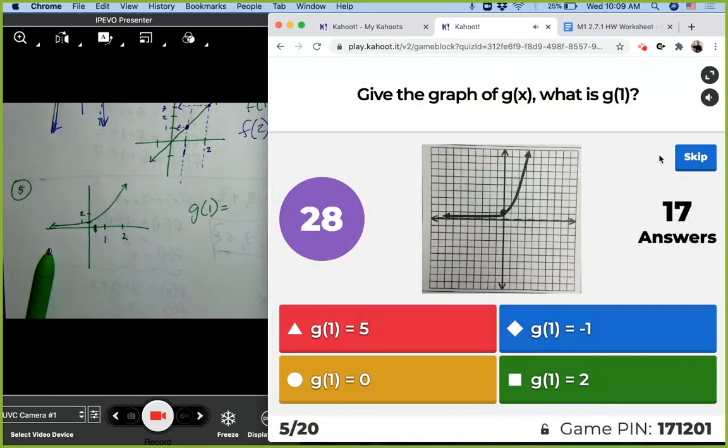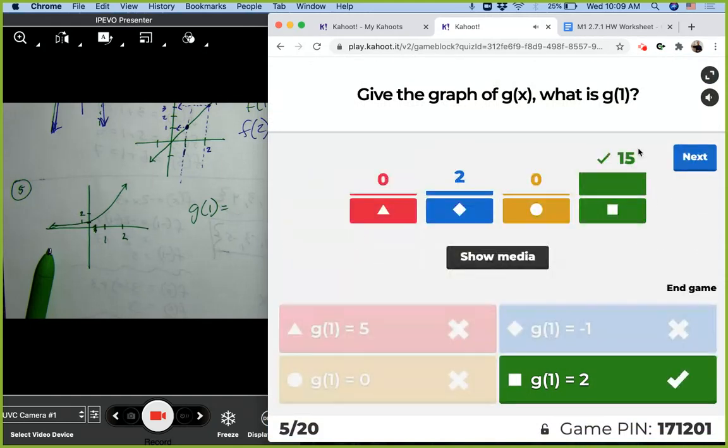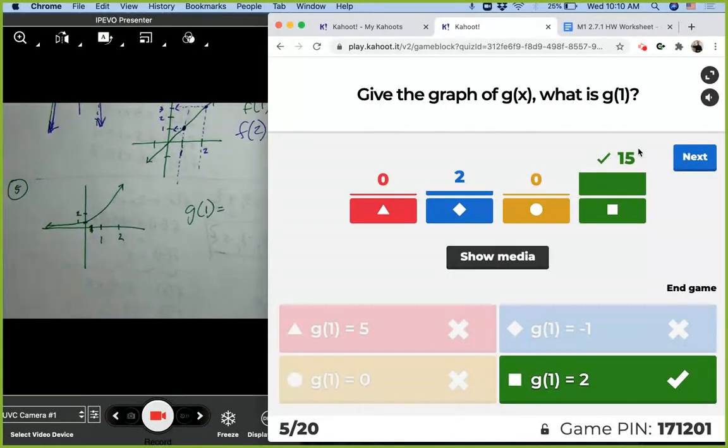So let's see, we got 16. I think we got 1. Okay, that's it. All right, let's see. Whoa! Any misclicks in there? Any misclicks? No misclicks? All right, that's fine. Yeah, anybody else? Do we get one more misclick? No. Okay, that's fine.